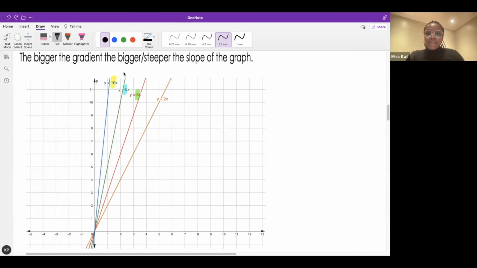So the bigger your gradient, the closer to the y-axis your graph is. That's what steepness means. Can you see that the 10 is the closest to the y-axis? This is the y-axis over here, right? And the second biggest, what's the second biggest after 10?